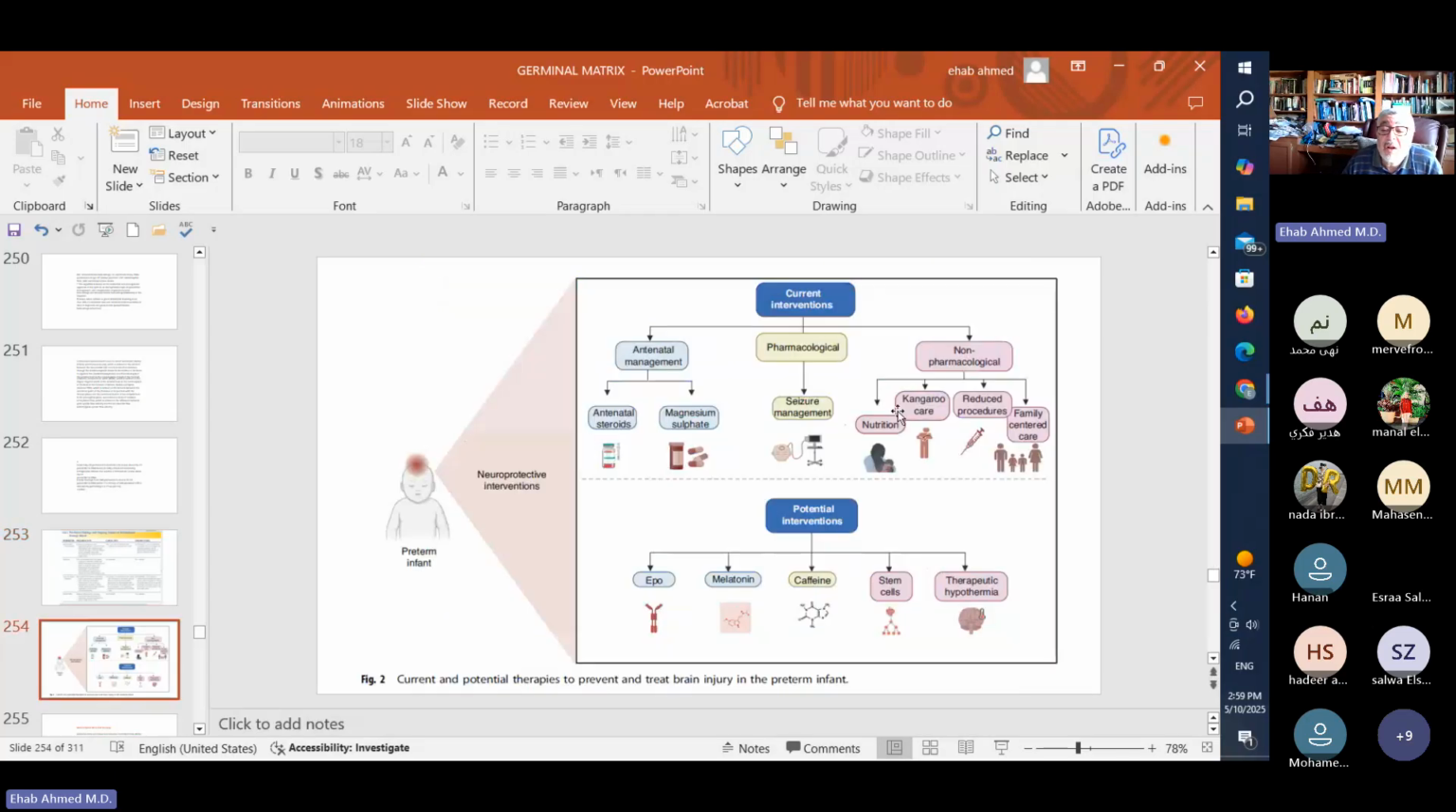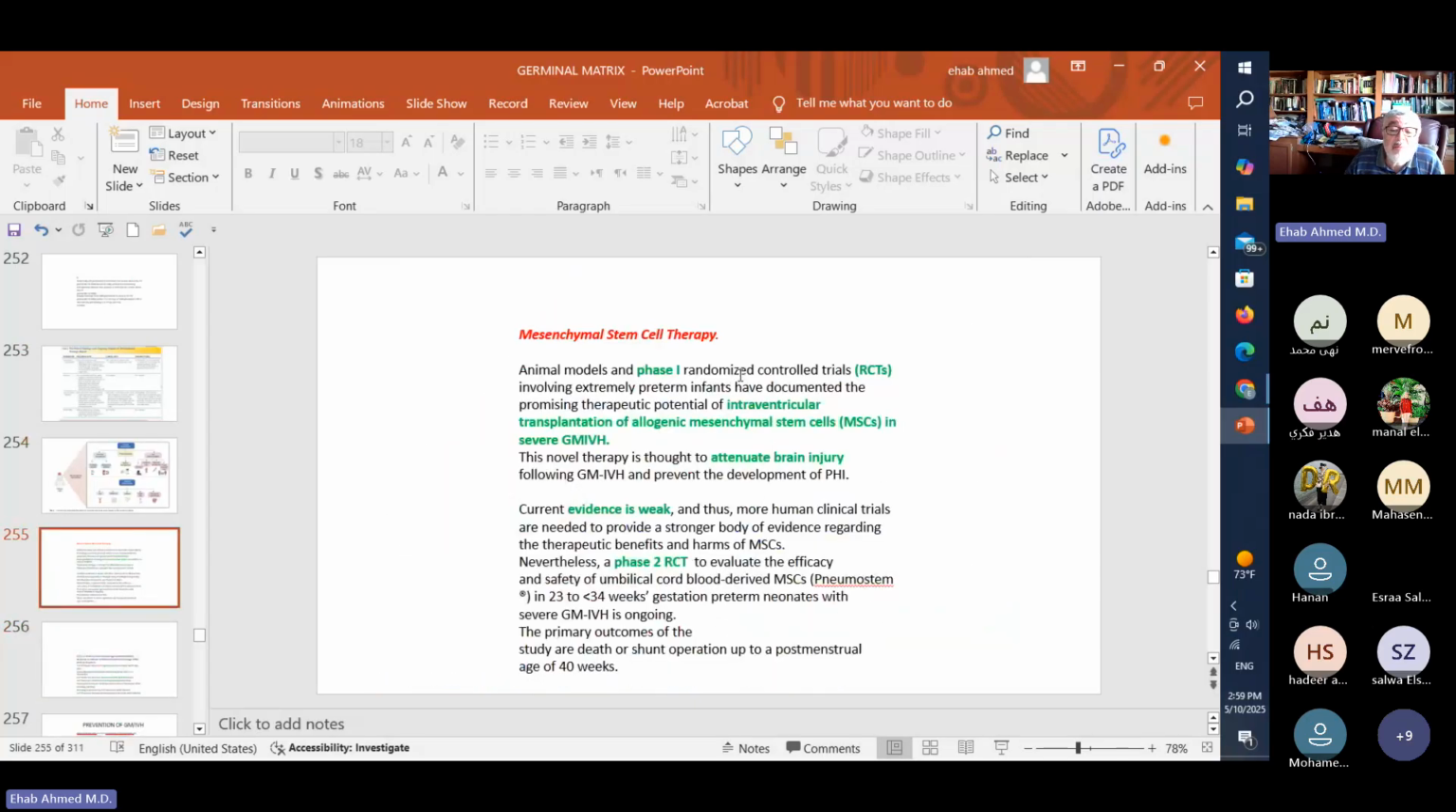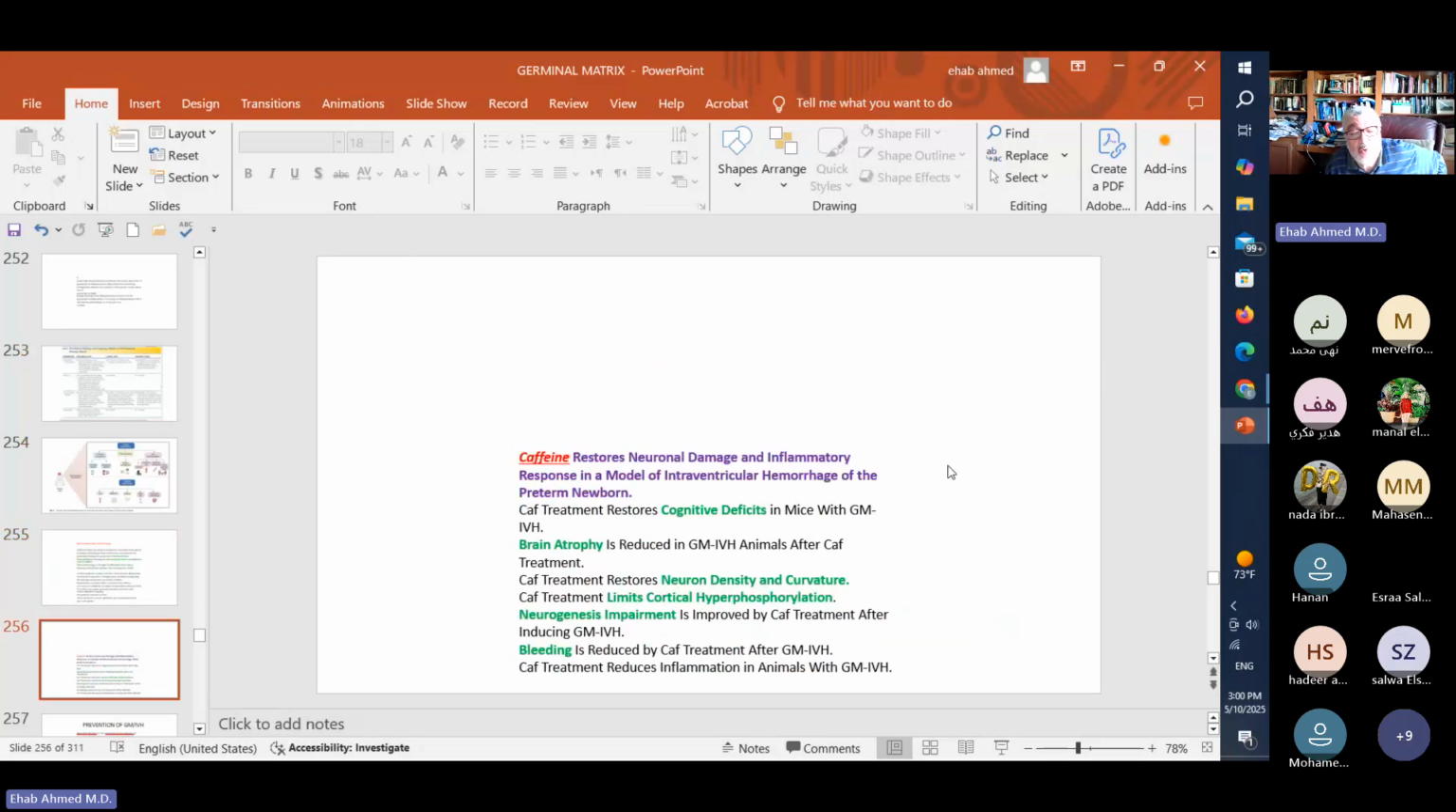Also, yes, this is an abbreviation of these interventions. Mesenchymal stem cell therapy is promising, but it is still research. You transfer mesenchymal stem cells that you get from the cord blood and you use them.